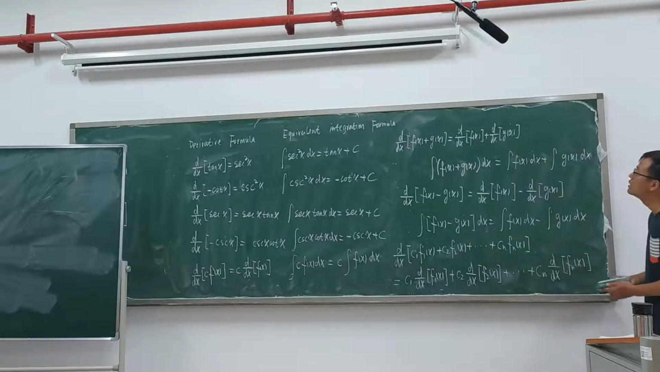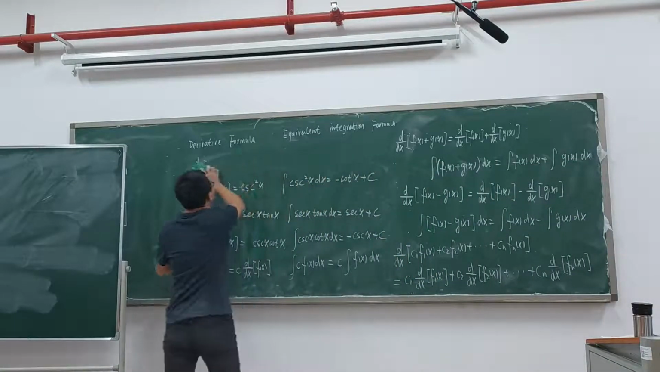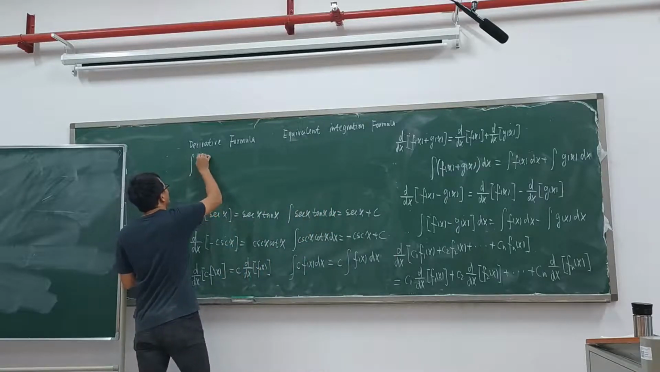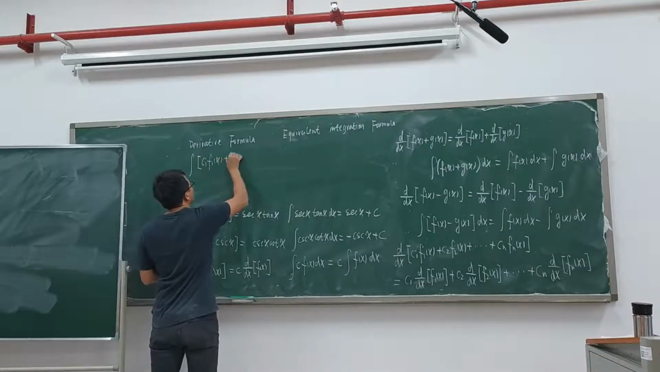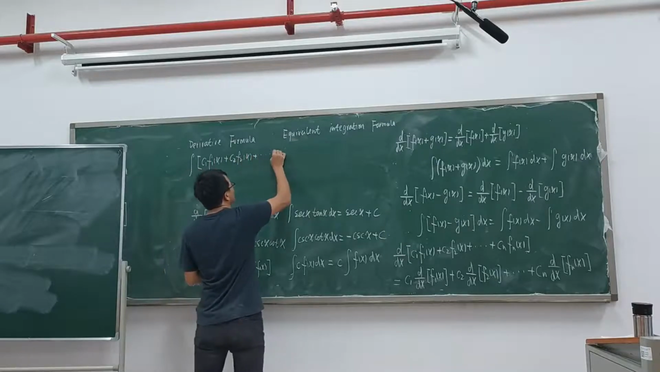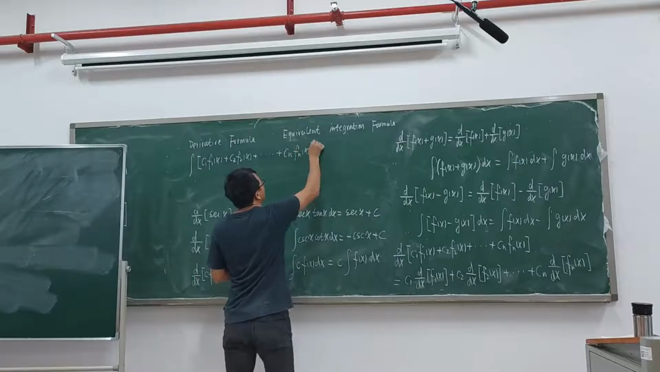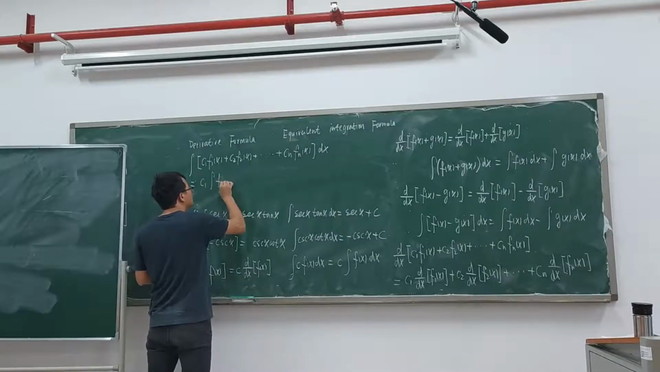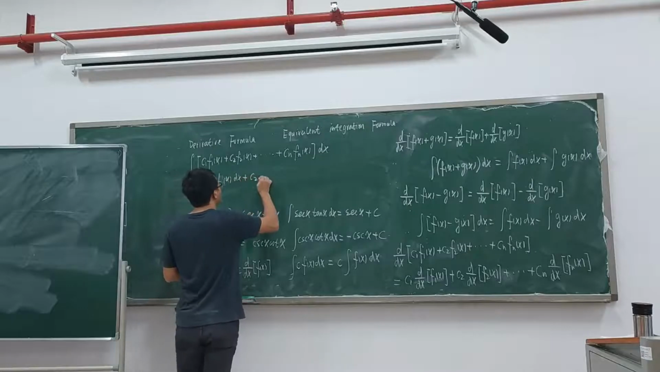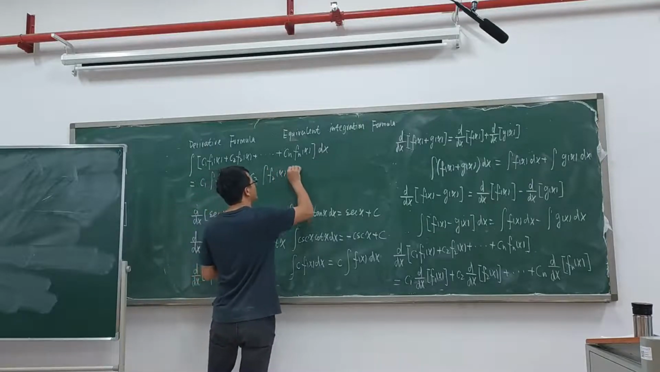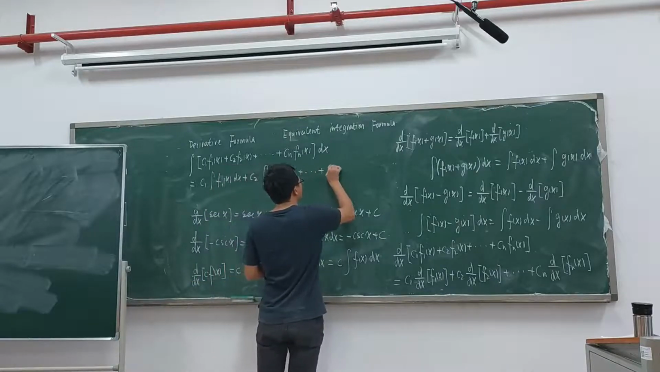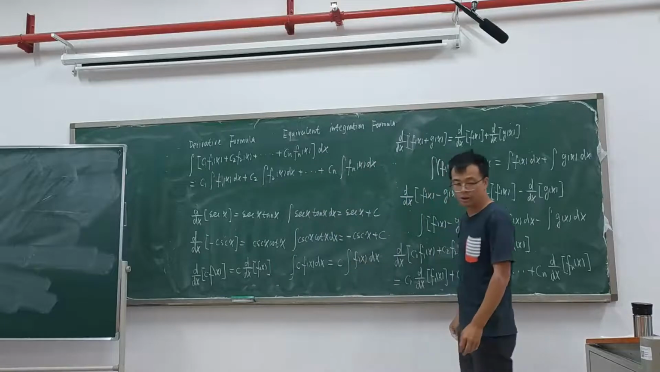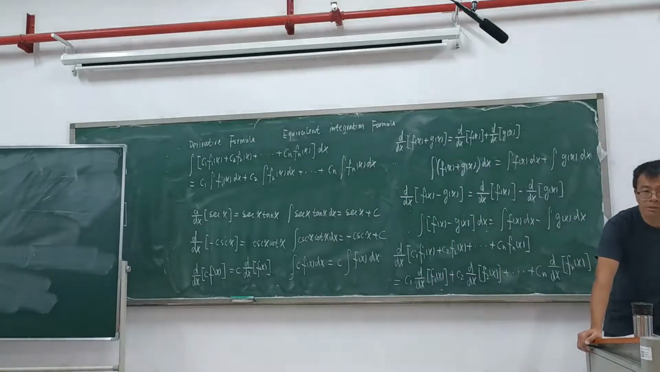So from here we have the antiderivative of c1 f1(x) plus c2 f2(x) plus cn fn(x) dx equals c1 times the antiderivative of f1 dx plus c2 times the antiderivative of f2 plus cn times the antiderivative of fn(x) dx. Okay? So this is the formula. I think you can take notes and remember it.